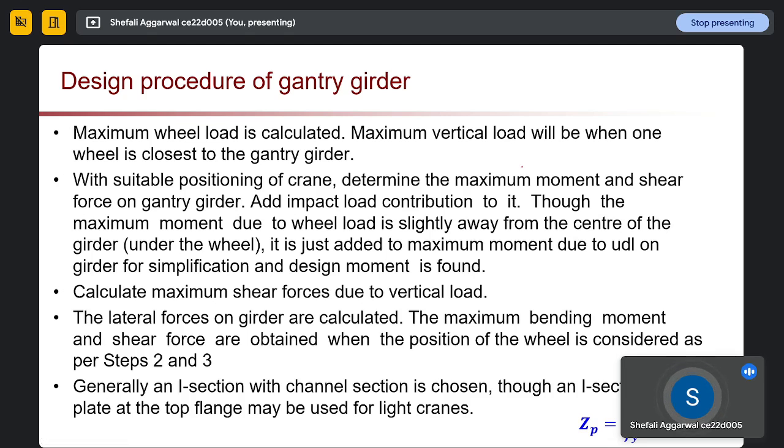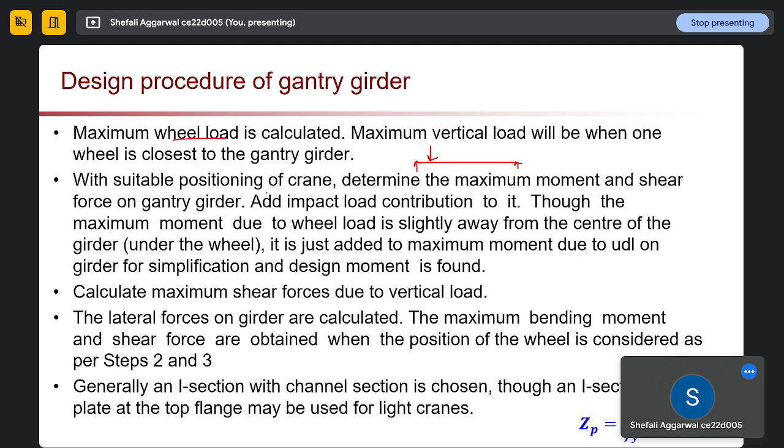Next is the design procedure for the gantry girders. A design example was there, I think that will come next week. For now, only design steps were there in this week. First thing is we calculate the maximum wheel load. Maximum wheel load means we are calculating the maximum vertical load that can act on our gantry girder. What we have seen is where our trolley should be kept to get the maximum load. It should be as near to our gantry girder as possible. So first we calculate that maximum vertical load, the maximum wheel load.